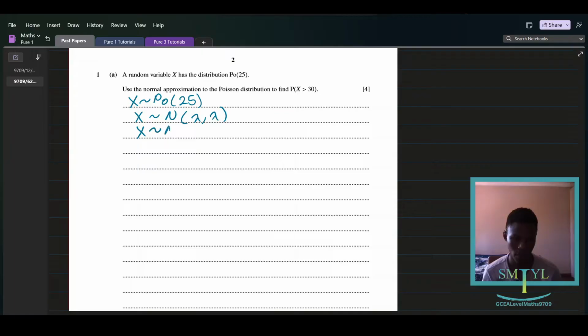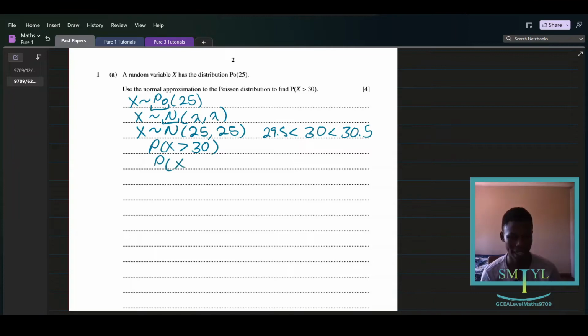So x follows a normal distribution with mean 25 and variance 25, and we are required to find the probability that x is greater than 30. Remember that the Poisson distribution is discrete and the normal distribution is continuous. So 30 under a continuous distribution represents any value from 29.5 to 30.5. We want greater than 30, so we don't want to include 30. So we want the probability that x is greater than 30.5.